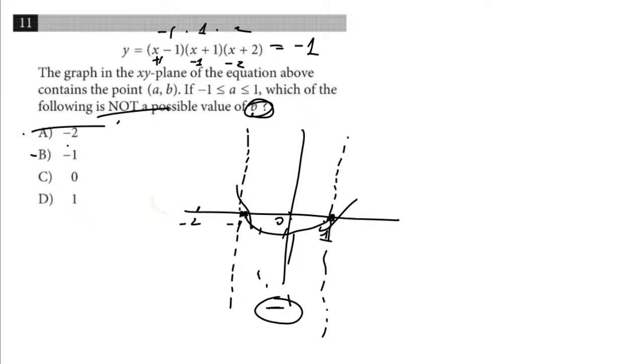So it's not the answer. What about 0? It says that A can be -1. If A is -1, then our B is 0. It's not this, right? So it cannot be positive. The answer is D. Do you have any questions? I know it's a little tricky question, but it's not a bad question.